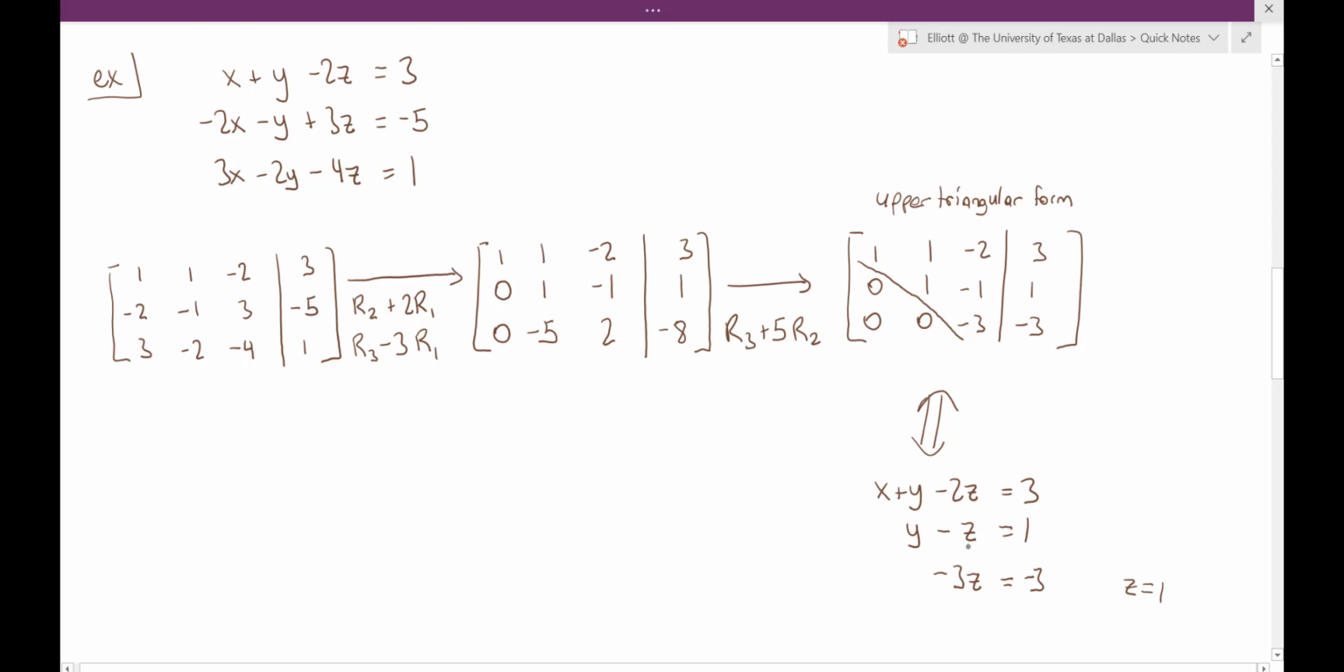Then you can plug it in to the second equation, and you'd be able to solve for y. So plug in 1 for z, and then solve for y, we'd get y equals 2. Then finally, we can plug in y and z into the first equation. So we'd get x plus 2 minus 2 equals 3. And so x would be equal to 3. Okay.